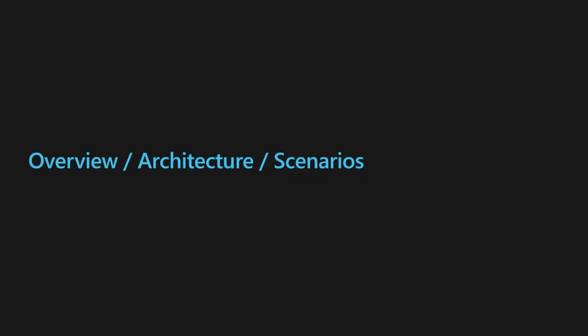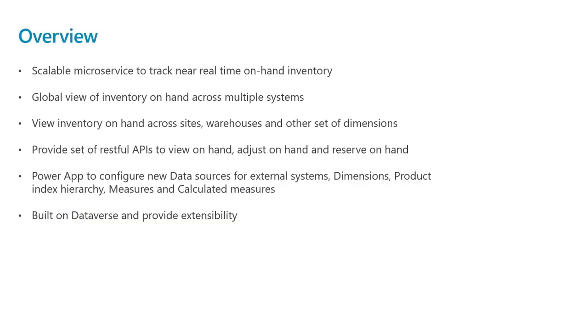All right, so let's start in the first section with an overview. So what is the inventory visibility service? Inventory visibility service is basically a microservice. It's a scalable microservice to track near real-time inventory on-hand data. You can not only view the inventory on-hand from D365 SCM, but you can also integrate inventory visibility with external systems so that it can give you the global view of inventory on-hand throughout your organization.